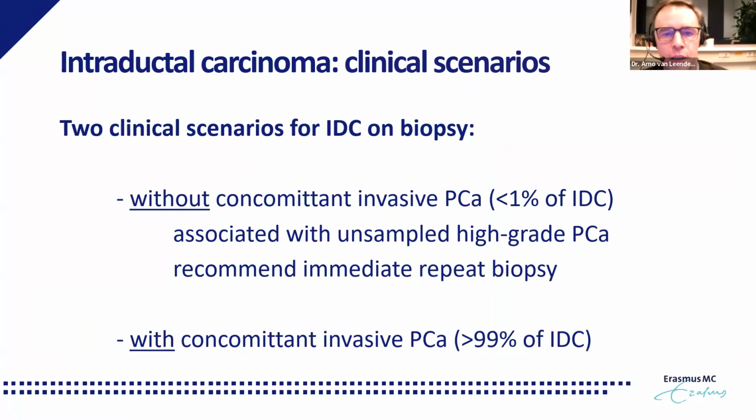So IDC can actually be seen in two scenarios. The one is that you see IDC as a pure lesion, so without any invasive cancer next to it. And that is really very rare. Less than 1% of all IDC lesions are just found without invasive cancer. Now, we know from a few studies that have been performed on these kinds of samples that generally this is just a marker for unsampled high-grade prostate cancer.